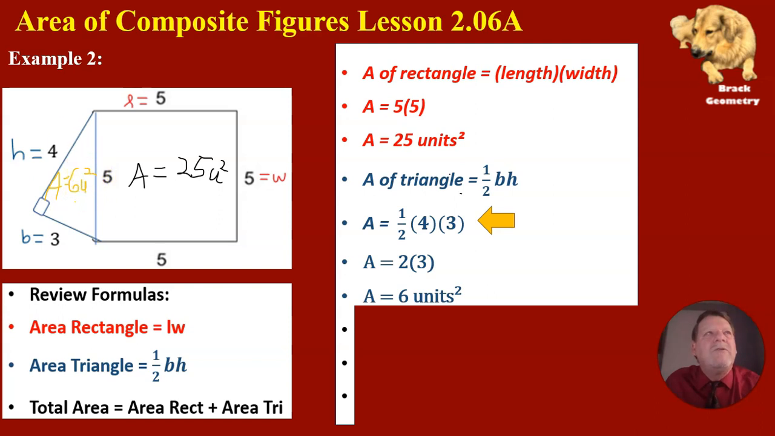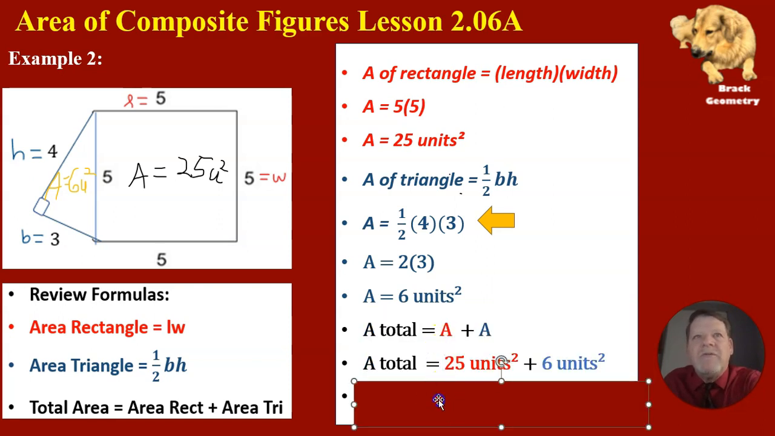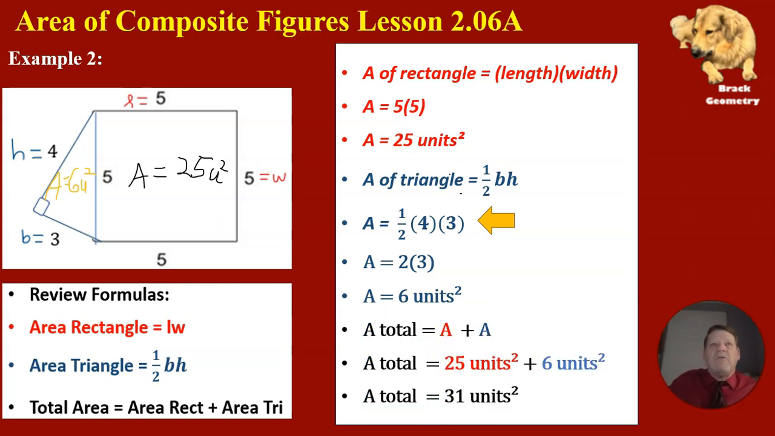So to find the total, you just add the 2 up. It's not anything that's hard as long as you can find the 2. It's a total of 31 units squared.